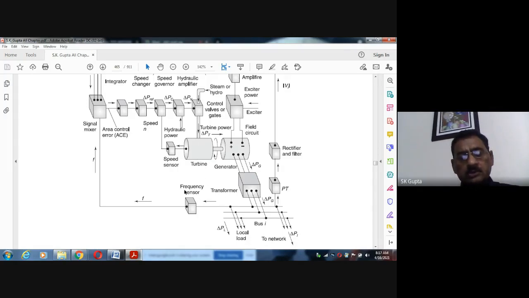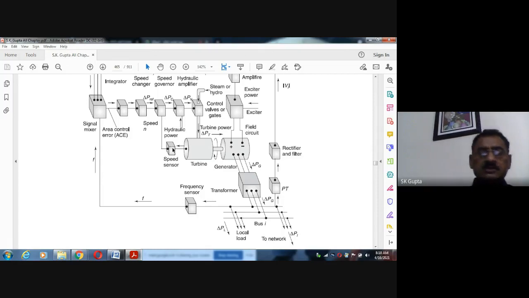But there is another loop which senses the frequency of the output, and from here it is a speed changer. The setting is done such that it requires more power. So it gives a signal compared with the reference, and the signal is given here. Again the input is increased so that the speed reaches the synchronous speed, the normal speed. That normal speed means, say, 1500 RPM for a 4-pole machine, or 3000 RPM for a 2-pole machine. Then again load will be equal to input and output, and frequency will be 50 Hz.